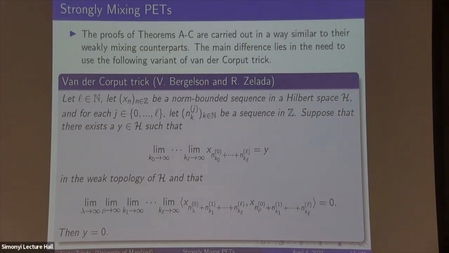Because each time that you apply van der Corput, you will have to pay the price. And if you want to apply van der Corput L times, as is the case here, then you will need L plus 1 sequences. That's why I'm starting at 0. Right, so that's the reason for the n.